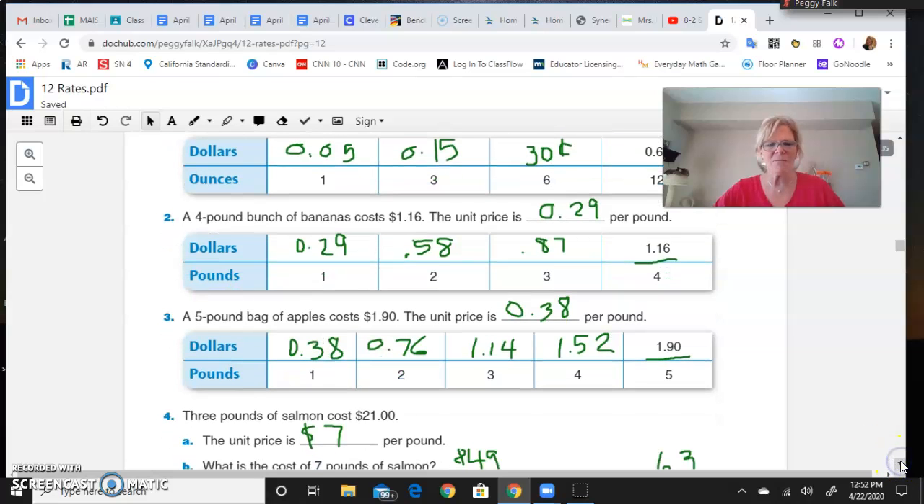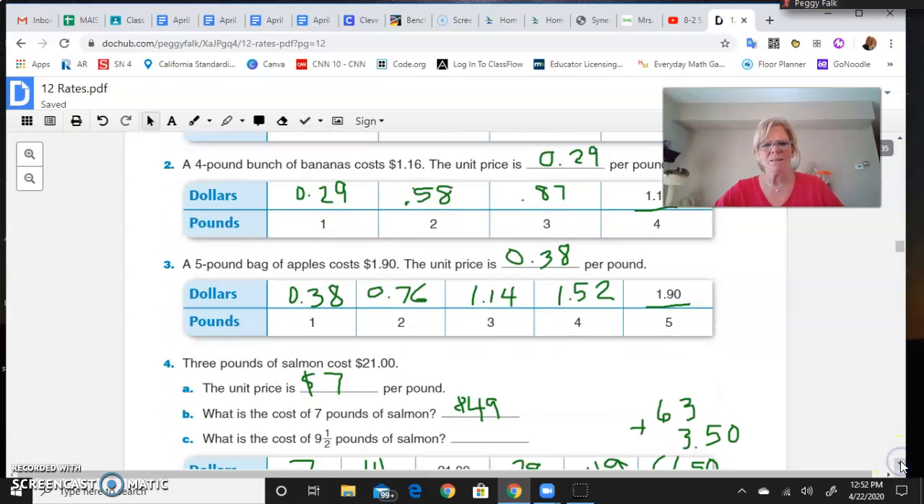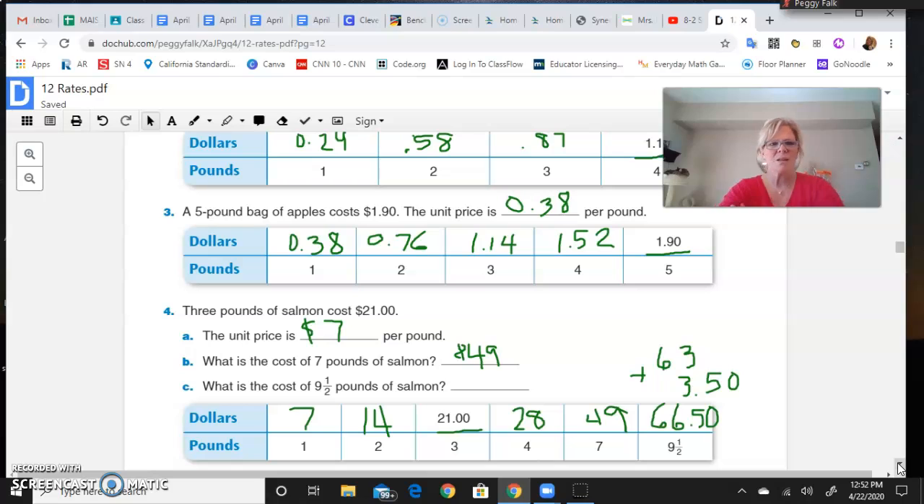Number 3, a 5-pound bag of apples. I swear I've already done this one. It is $1.90 for 5 pounds. You do $1.90 divided by 5, you get 38 cents a pound. So we're basically adding 38 or multiplying 38 times the number of pounds. So 76, $1.14, $1.52, $1.90.